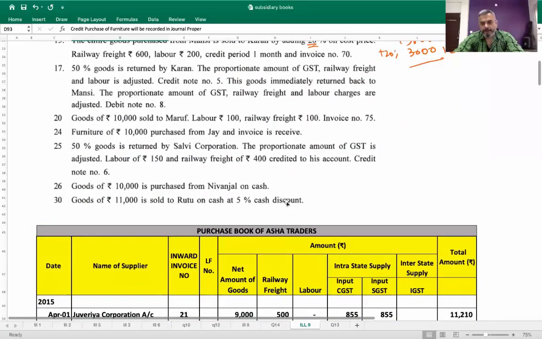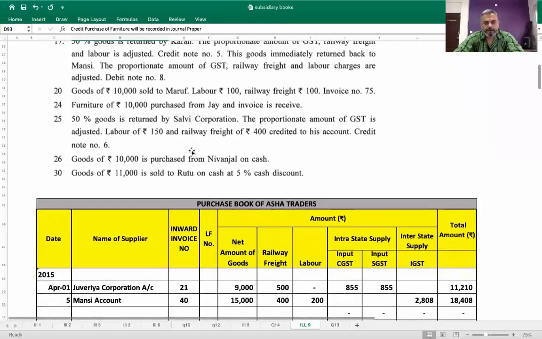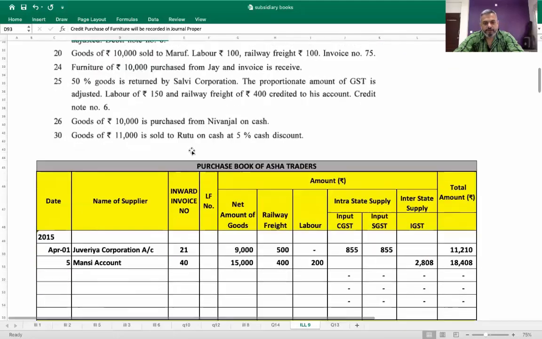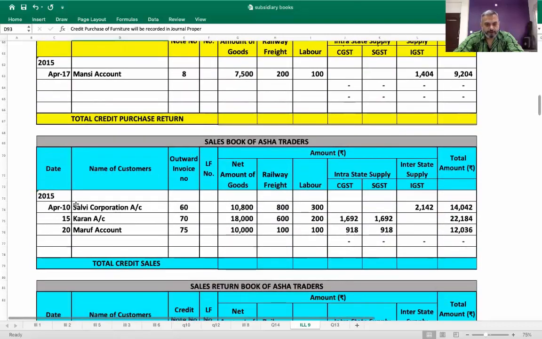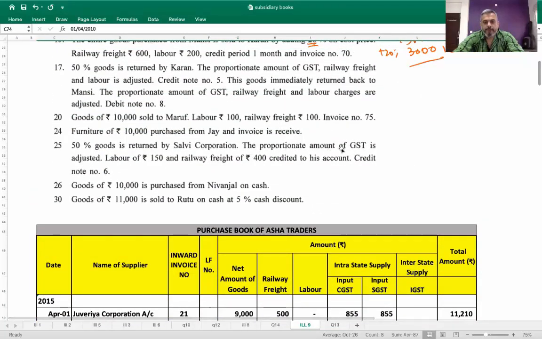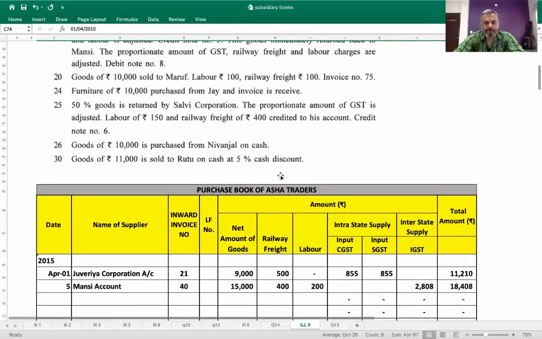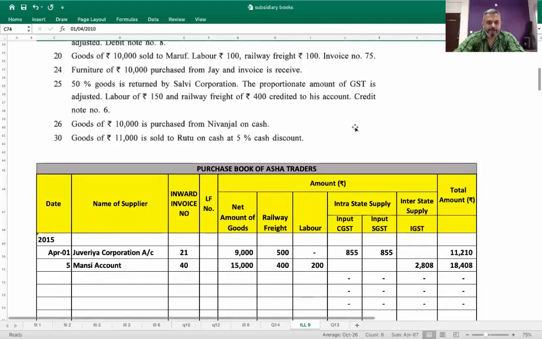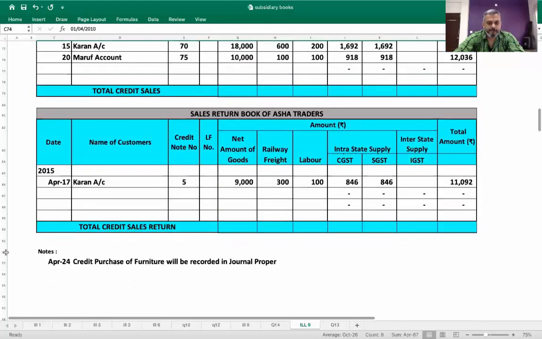Now 25th, 50% goods is returned by Salvi Corporation. So Salvi Corporation को जो हमने बेचा था उसका 50% उसने return कर दिया. Proportionate amount of GST is adjusted. Labor 150 and railway freight 400 is credited to his account. Credit note number 6. So 25th sales return.